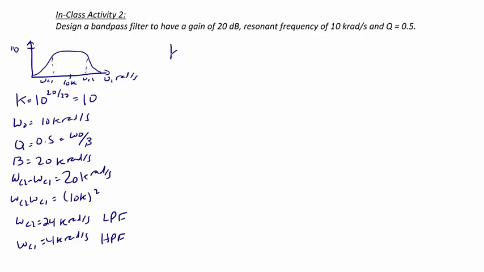Since we know we want the gain to be 10, we want K, which equals R2 over R1, to be equal to 10, or R2 equals 10 times R1.